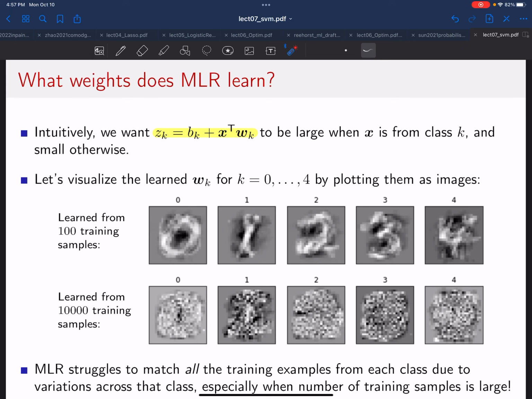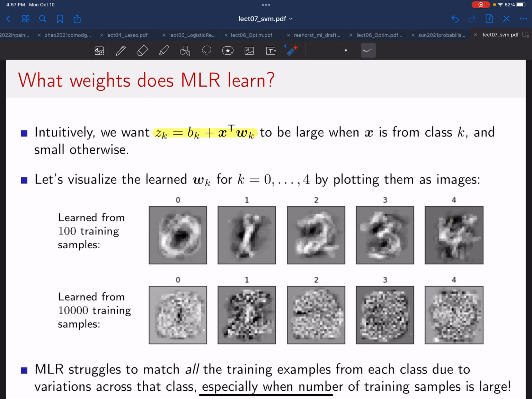Here we're plotting WK, not as a vector, but we're reshaping WK to be a matrix, 28 by 28. And these are the weights, WK, that are learned from 100 training samples. And so this is W0, and you can see, yes, it actually looks quite a bit like a 0 character, right? 0 digit. W1 looks quite a bit like a 1. W2 looks like a 2. W3 looks like a 3. W4 looks kind of like a 4.